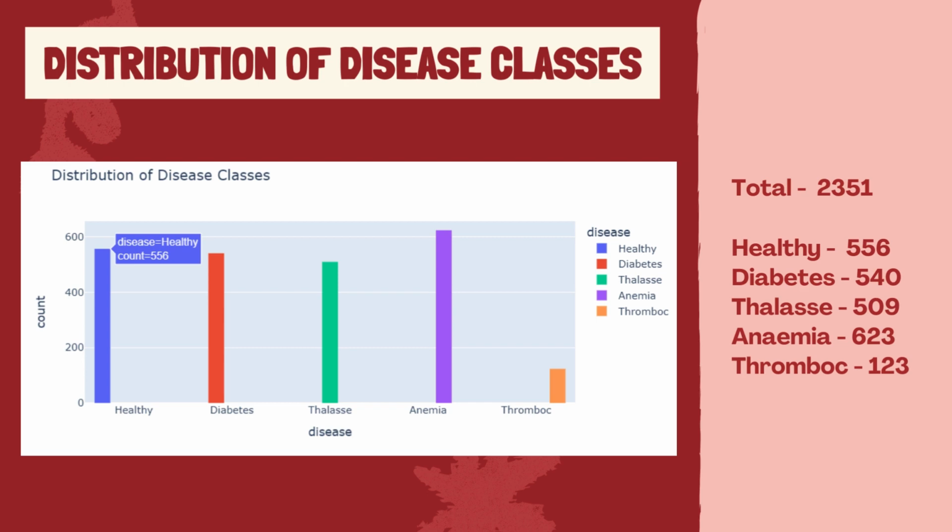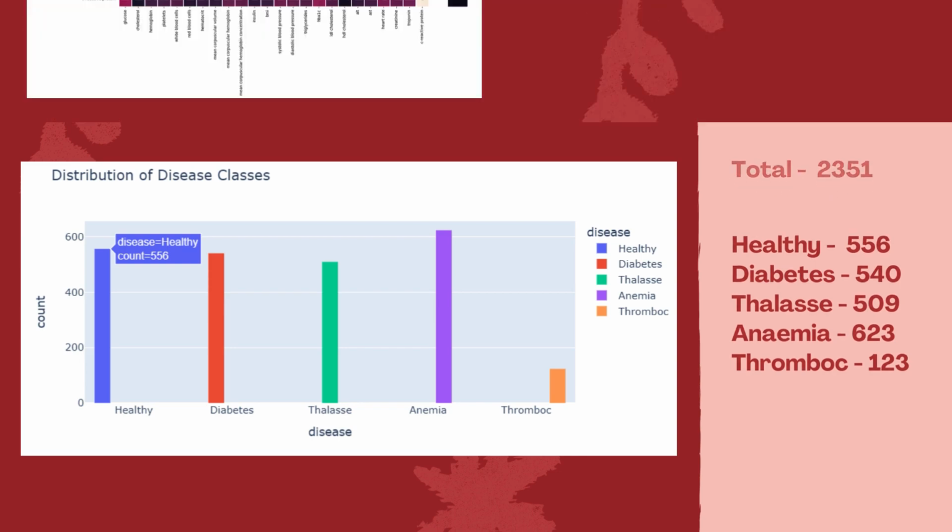Next, we move to those diagnosed with diabetes, comprising 540 individuals. The thalassemia group follows closely with 509 participants affected by this genetic disorder. Anemia, a condition characterized by a lack of healthy red blood cells, affects 623 people, making it the largest group in our survey. Finally, we have the thromboc group, with 123 individuals dealing with low platelet counts.